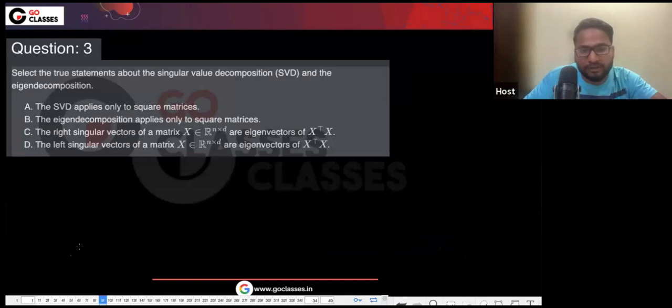Okay, so what was your answer for this question? Select the true statements about the SVD. The SVD applies to only square matrices. This is false. SVD applies to any matrix. Eigenvalue decomposition applies only to square matrices. Yes, this is true. We have already seen this. The right singular vectors of X are the eigenvectors of this. Yes, we have just seen this. I think this is true. The left singular vector, no, this is false. We have just seen this statement, the C statement. So I think B and C are the answers. B and C are the answers.